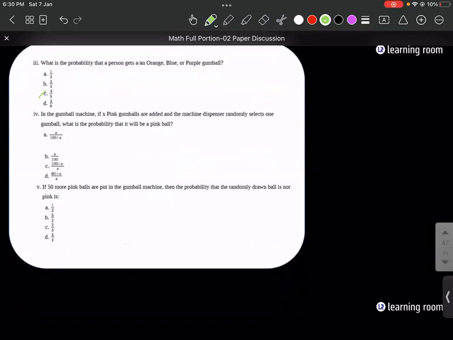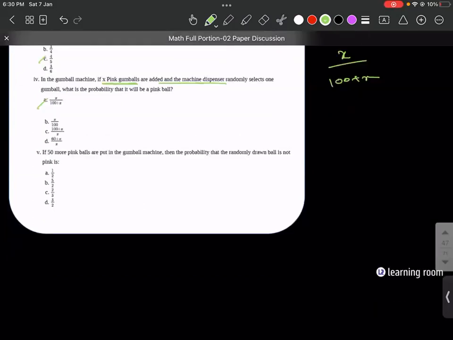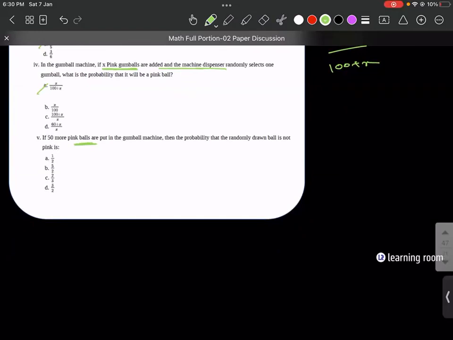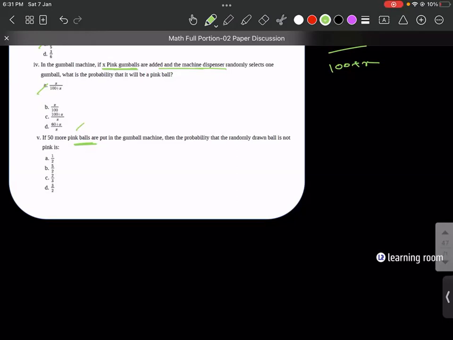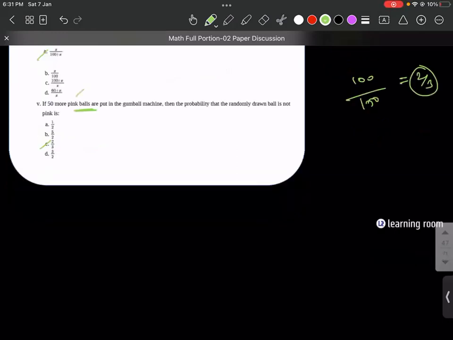Yes. In the gumball machine, if X pink gumballs are added and the machine dispenser randomly selects one gumball, what is the probability that it will be a pink ball? X divided by 100 plus X. So that's the answer. If 50 more pink balls are put in a gumball machine, then the probability that the randomly drawn ball is not pink. If 50 more are added, the number of balls is 150. So out of 150, not pink means 100 out of 150. So it should be 2 by 3. Correct. Yes, sir.